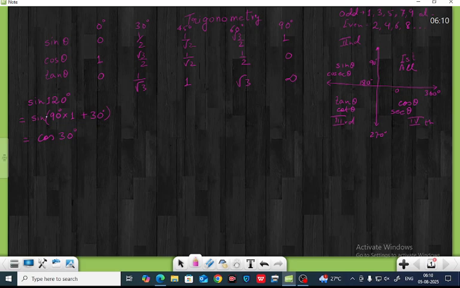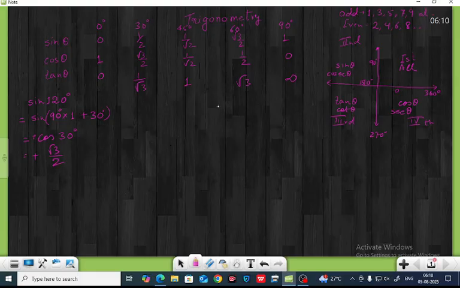Now we will find in which quadrant it is. 90 plus 30 is in the second quadrant. Therefore the value of sin theta will be positive. Therefore we are getting the value positive, and the value of cos 30 is root 3 by 2. So it will be root 3 by 2, right?